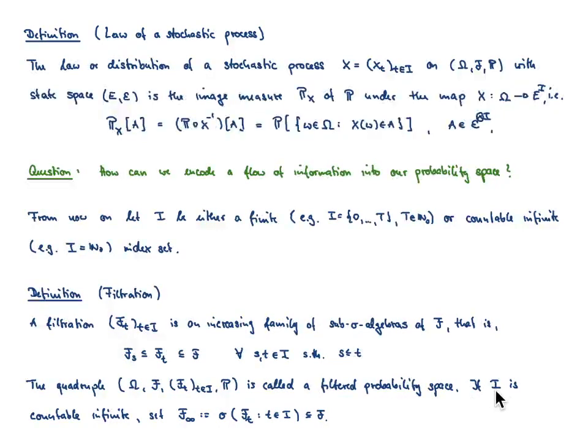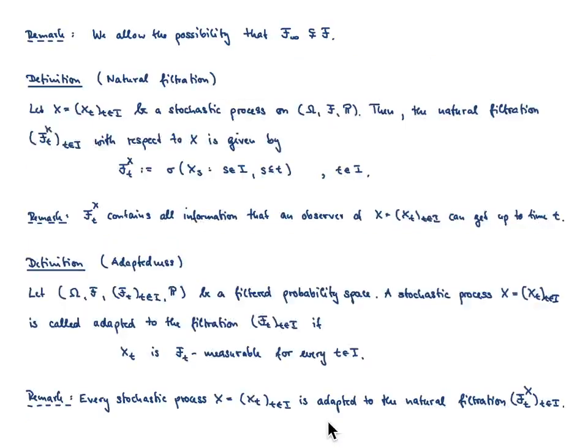So, in case that I is countably infinite, I define F_∞ simply as the sigma algebra that is generated by the sequence of all these sigma algebras, and this is for sure a sub-sigma algebra of F. So here we allow the possibility that F_∞ could even be a strict subset of F.